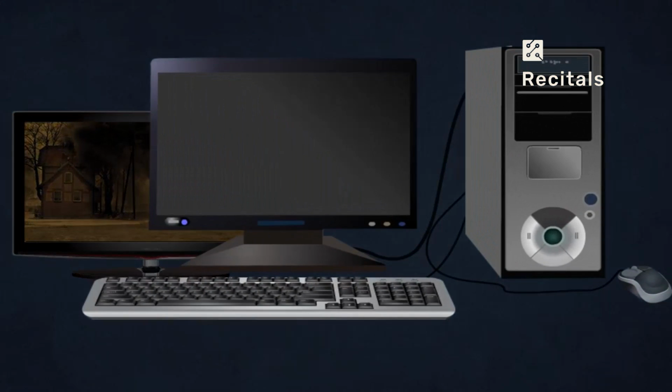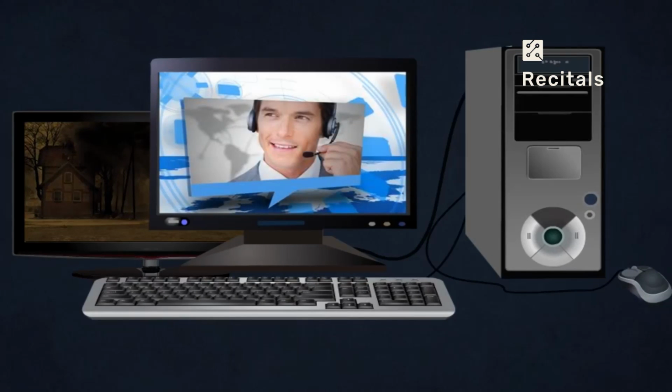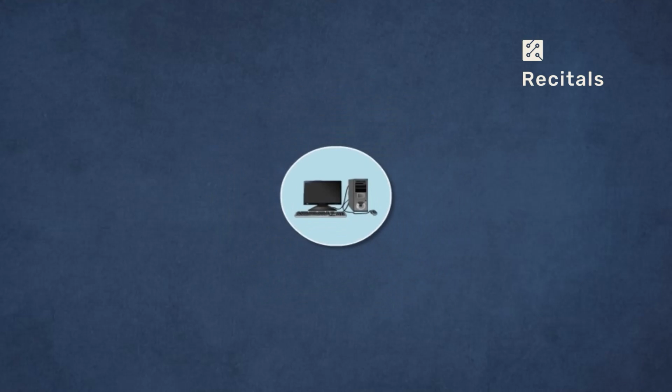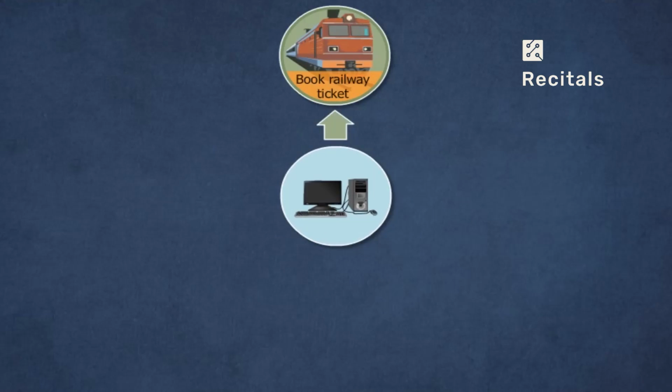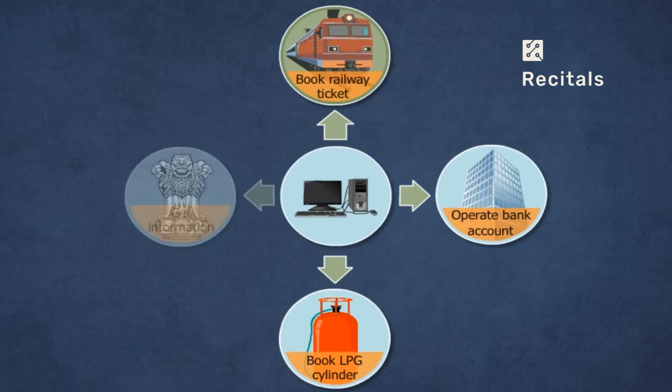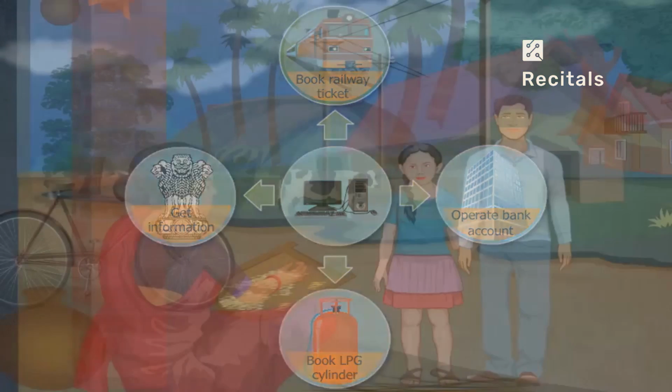But using a computer, you can connect to your family and friends who are far away from you. You can even see and talk to them sitting miles away. In addition, you can keep any kind of information safe in a computer. Big calculations can be done in a blink of an eye. Also, using a computer, you can book your railway tickets, operate your bank accounts, book your LPG cylinders, and get information on different government departments and ministries.